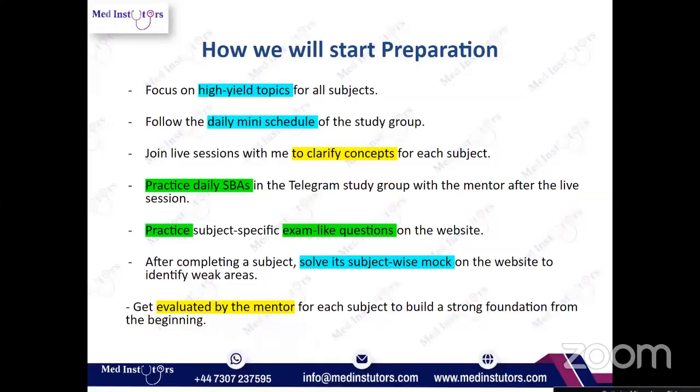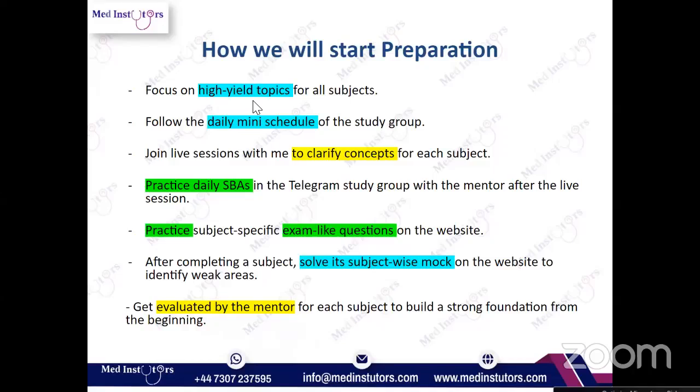Okay, so let me tell you, whenever you are going to start your exam preparation, for now you have an idea what type of subjects you need to cover, what type of exam format you have, and how many questions you are going to have in your exam. Now, how to tackle the theory and how to solve the SBAs, this is your major task. So when it comes to theory, try to focus on high yield topics from all the subjects.